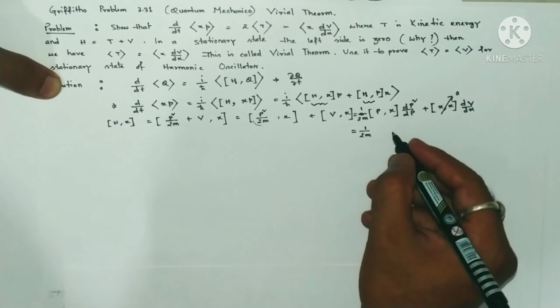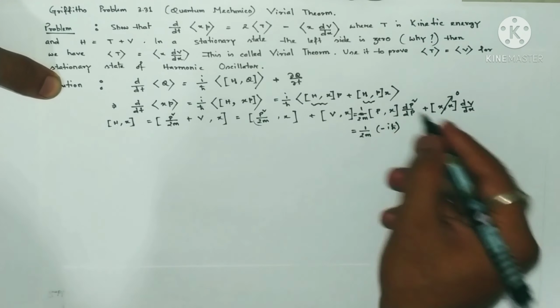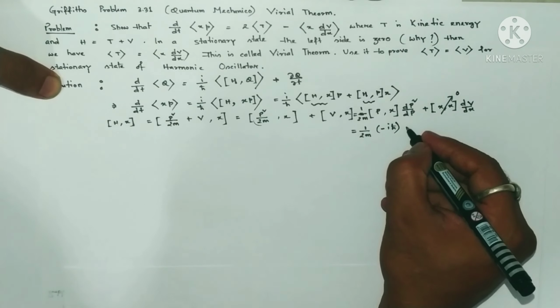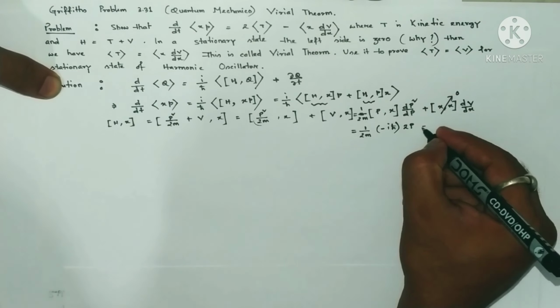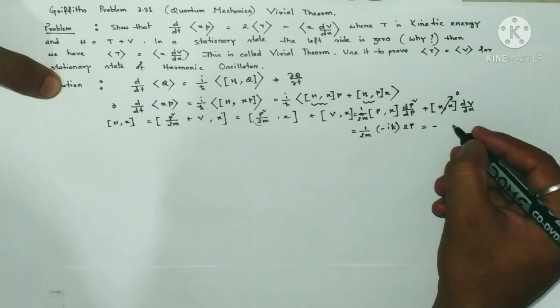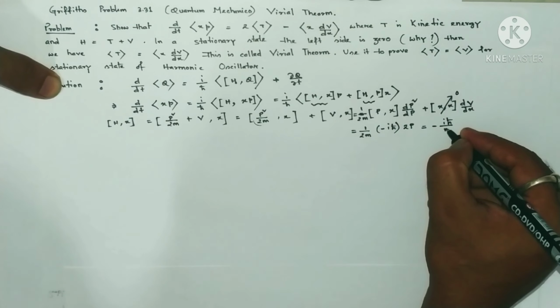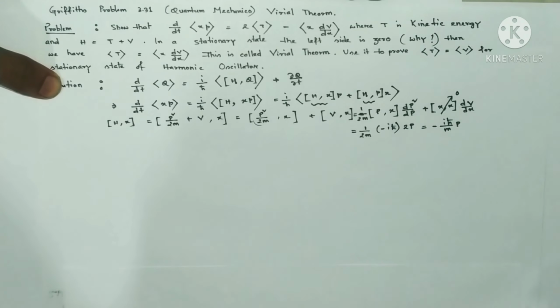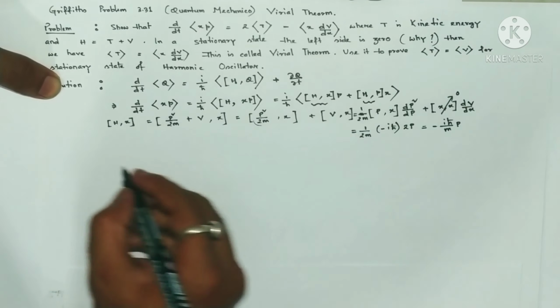So we can write 1/2m, and the commutator of p and x gives minus iħ, since it is reversed. And this gives 2p, the differentiation of p squared with respect to p. The 2 gets cancelled, and we are left with minus iħ, then m, and p over here. And then we have the next term, we have H comma p.